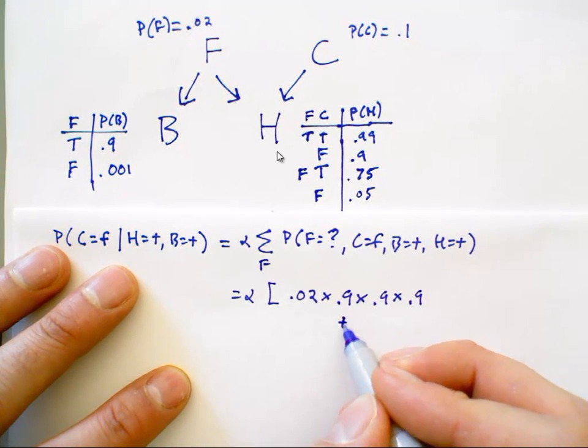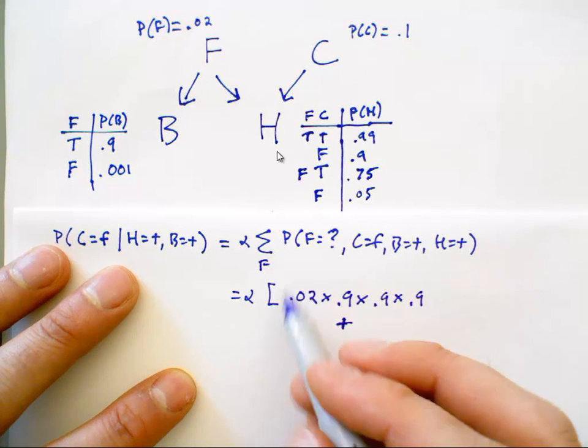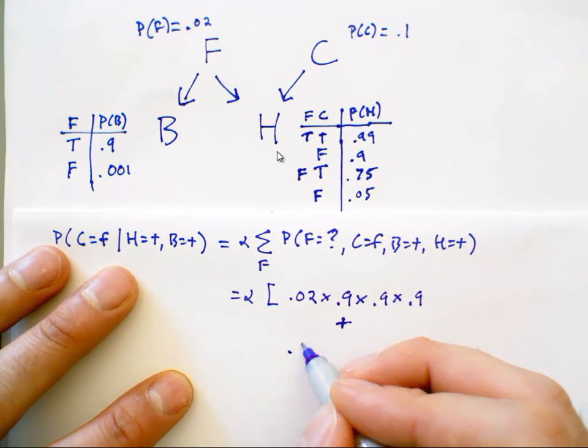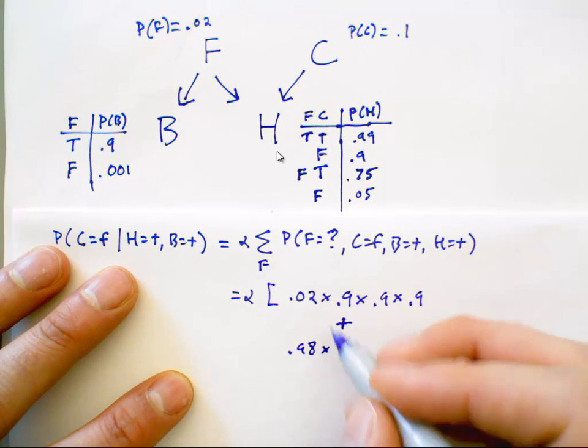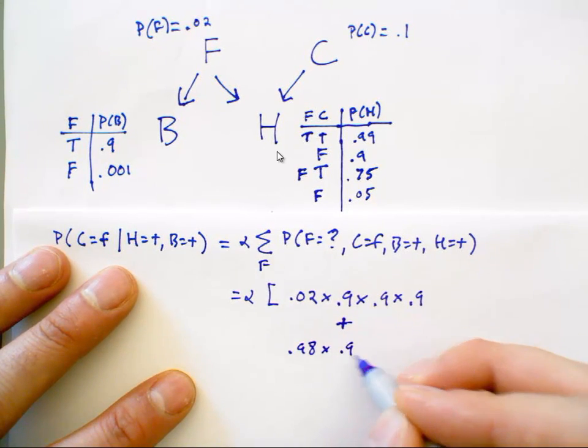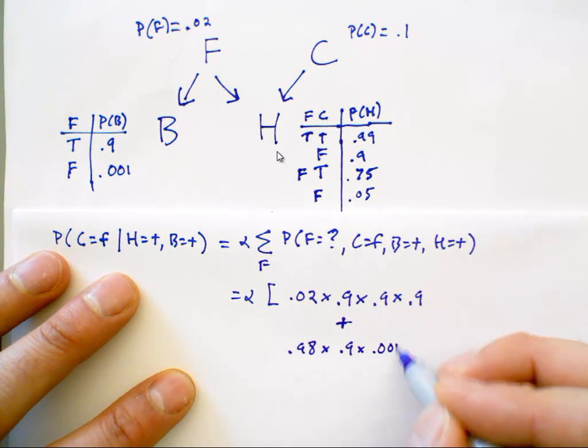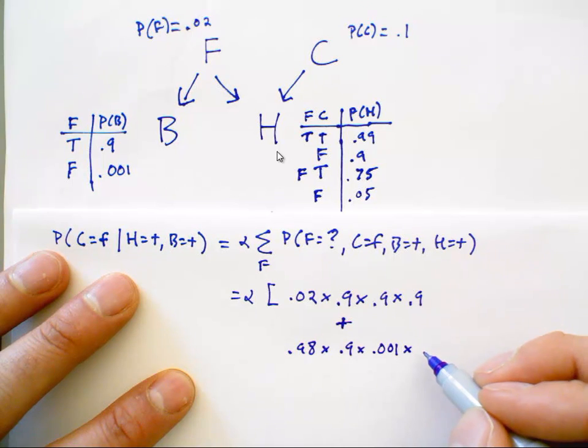Kendall, do you want to do the false case here? F equals false. 0.98, that's 0.9, that is also 0.001, and false, that's 0.05.